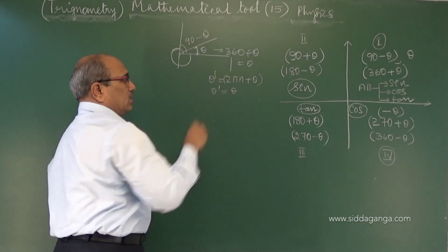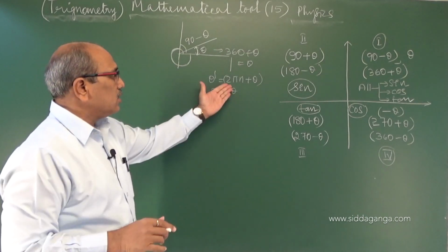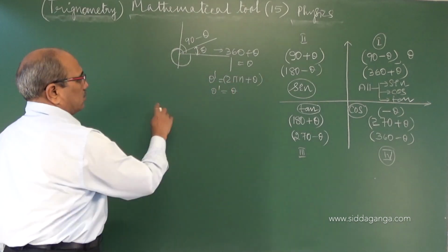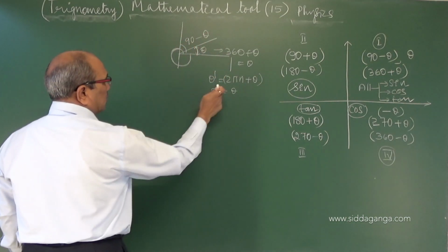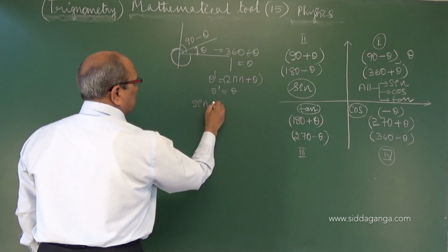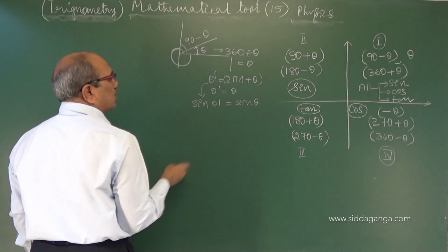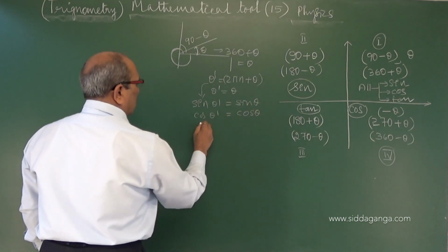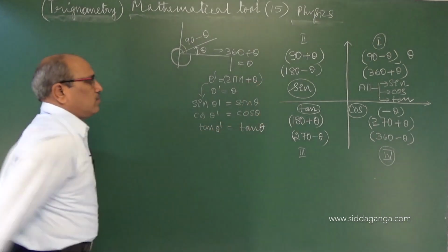It may be sine, cos or tan, the same repeats, because it is 360 plus something. We already said that if theta dash is 2 pi n plus theta, where n may be an integer, sine of theta dash is equal to sine theta, cos of theta dash is cos theta, and tan of theta dash is tan theta. The same, no difference at all.